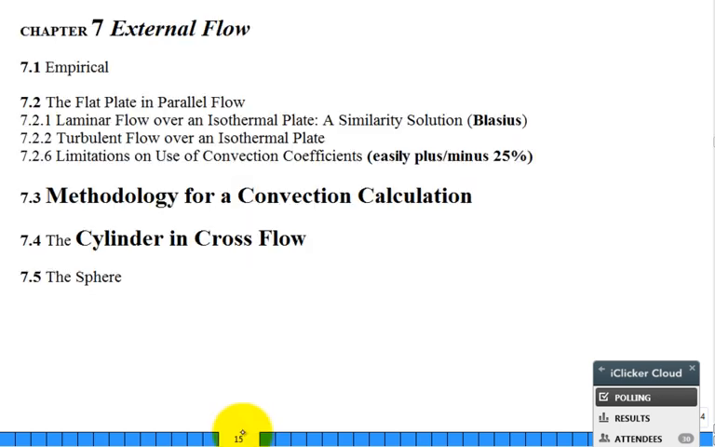Let's move on. Okay, so whenever you flow over a flat plate, a lot of the correlations come from the Blasius velocity solution. When you get to the empirical correlations, especially for turbulent flow, don't think that they're super accurate. They're plus or minus 25% easy. Now, let's move on.